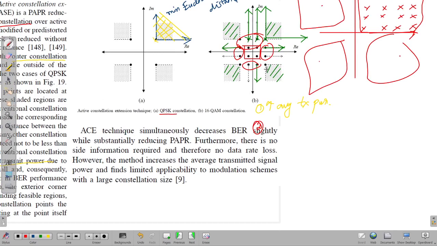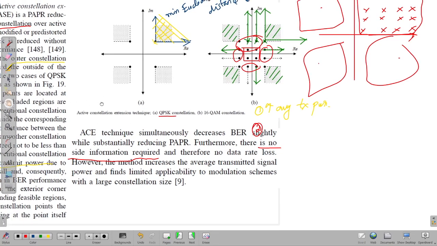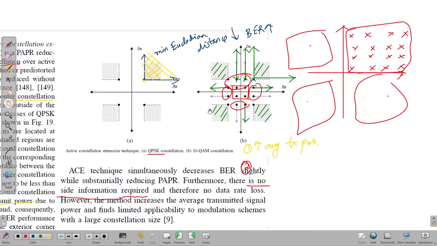One of the advantages is that there is no side information required. In probabilistic techniques like partial transmit sequence or selective mapping, there is a need for the side information to get transmitted, but here there is no need for side information, because on the receiver side you might be using a maximal likelihood receiver, or whichever receiver you use, they have a decision region.